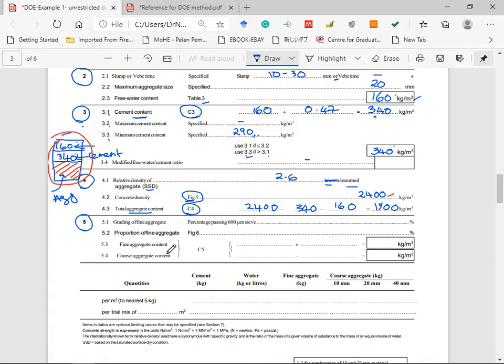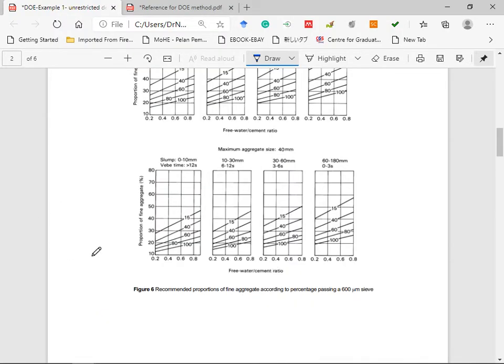Stage 5 is to find the proportion of fine aggregate and coarse aggregate from this 1,900. So 5.1, the grading of fine aggregate, as stated in the question, is 70% passing the 600 micrometer sieve. Then for figure 6, we determine the proportion of fine aggregate, the sand. Let's look at figure 6, the proportion of fine aggregate according to the percentage passing the 600 micrometer sieve.